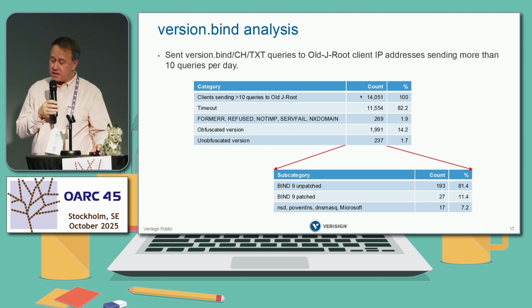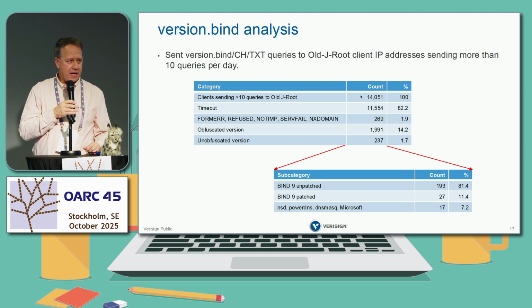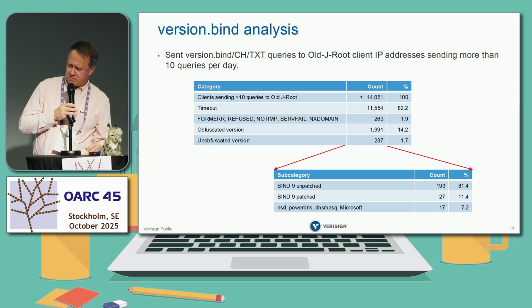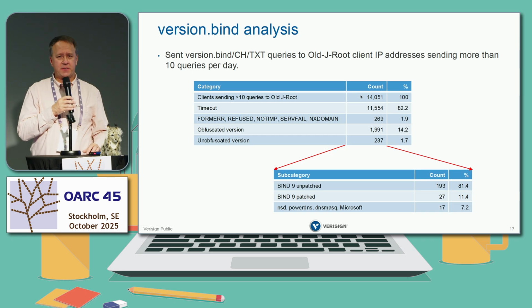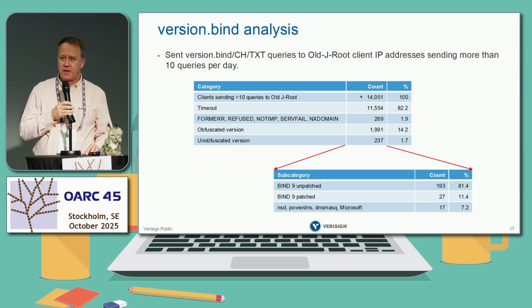So most of those were BIND 9 in what I call the unpatched range, the old versions, and a small percentage, maybe 15%, were in the patched range, but most of them indicated the older versions of BIND. And then there was a smattering of other version strings there as well, PowerDNS, NSD, and so on.